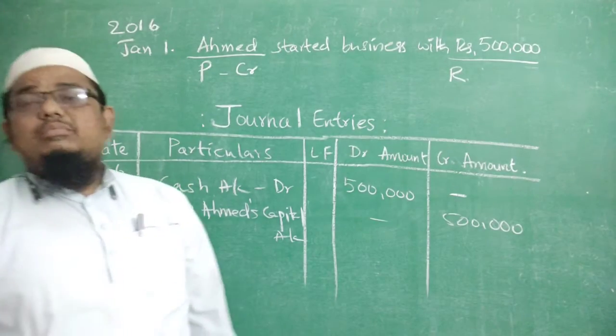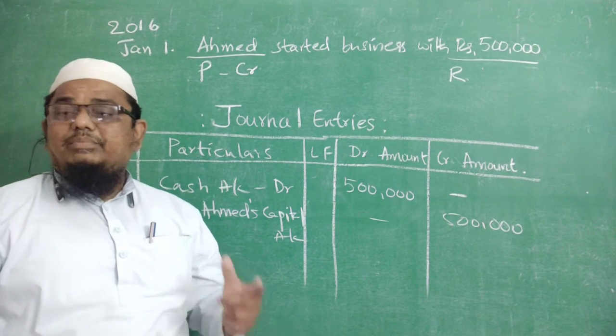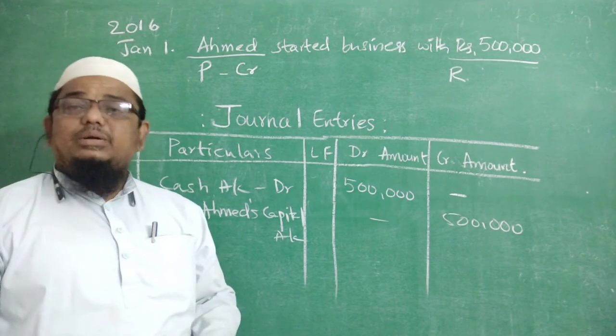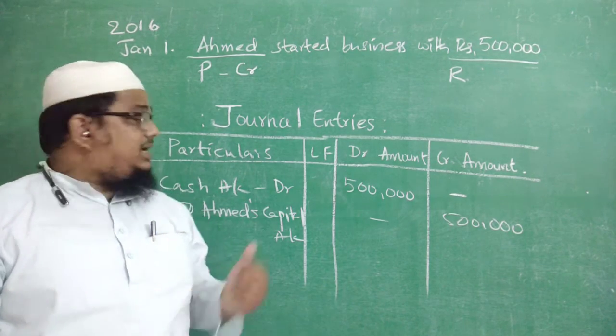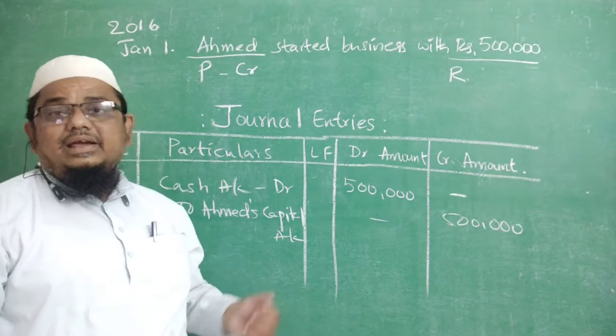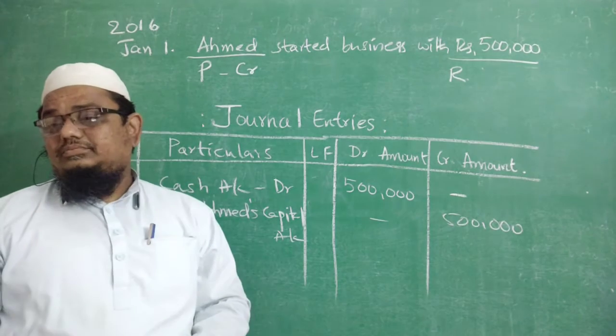We have studied the business entity concept, where the owner is separate from the business. The owner is providing capital to the business. So capital is a liability to the business. Capital is a liability to the business. That is why we are crediting capital.